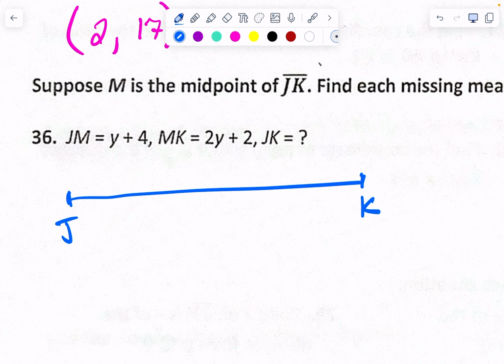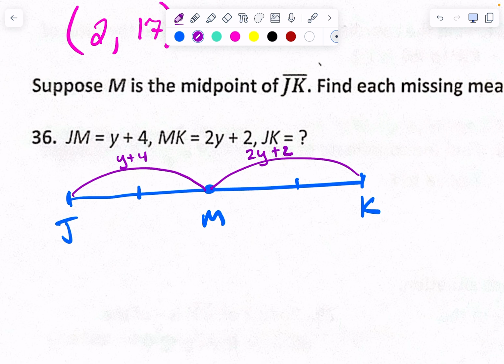All right, now, before, when we did this problem, we would say something is between whatever, and I always said put him off to the side, so you don't think he's exactly in the middle. Except for this one, where it says M is the midpoint. He is, in fact, exactly in the middle. Before I even label anything, I'm going to draw the little tick marks so I can remember that those two things are the same. From J to M, this distance is y plus 4. From M to K, this distance is 2y plus 2. They want us to solve for JK, which is the whole thing.